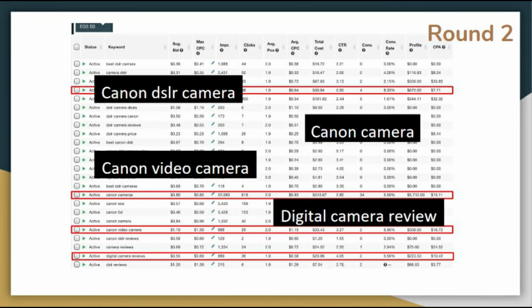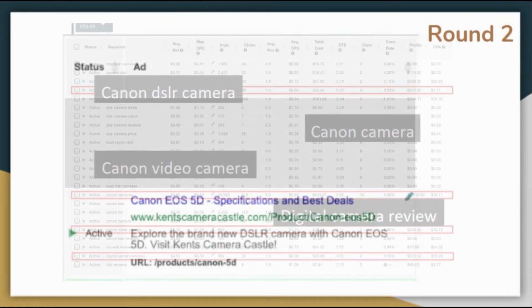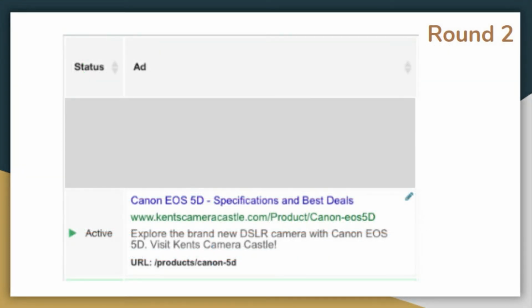We mostly focus on words like DSLR and the brand name, which we think are quite simple and widely used. We include the exact camera model for those who specifically want to purchase this camera. And we also include words like review for those who are deciding whether to buy this model or not. In the first headline, we put the camera model in it, which is Canon EOS 5D.